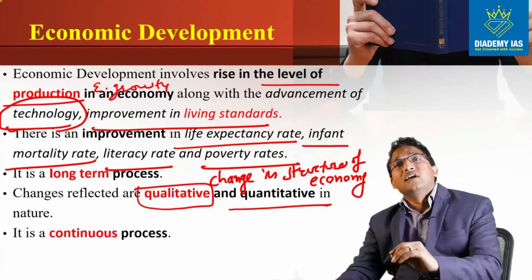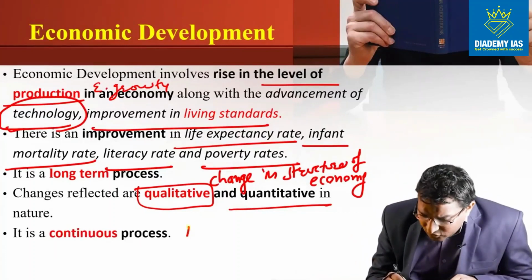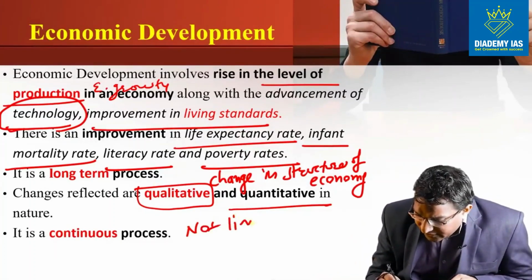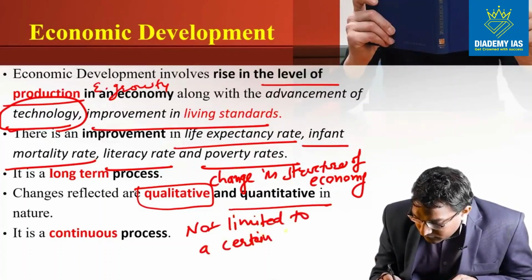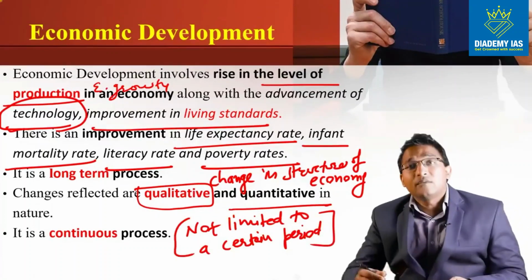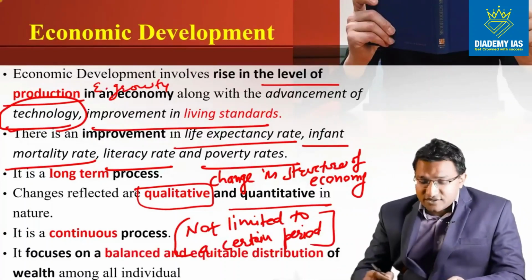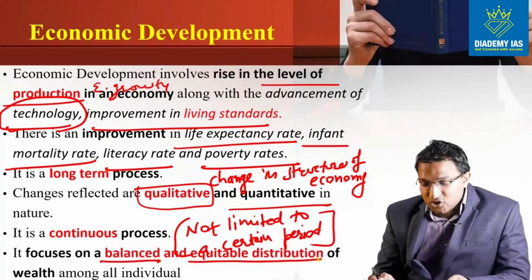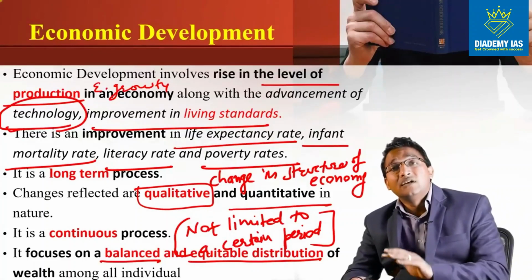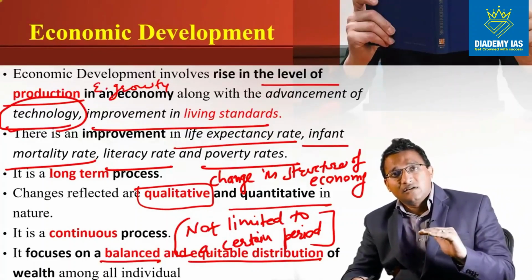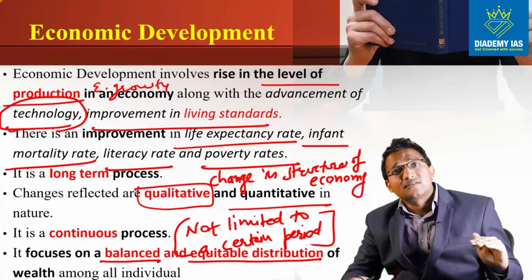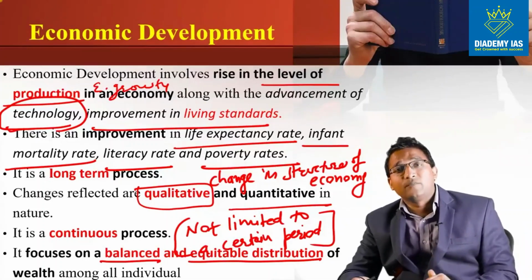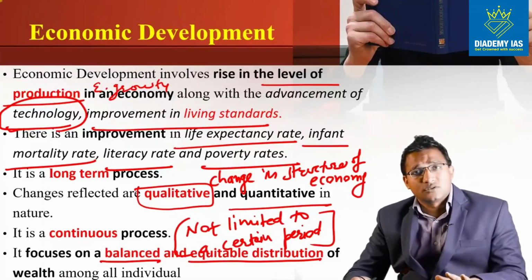It is a continuous process. So it is not limited to a certain period. It is focused on balanced and equitable distribution of the wealth among all the individuals. Balanced means it is consistent, like it happens over a period of time. The growth rate is sustained over a long period of time, and there is equal distribution, right?